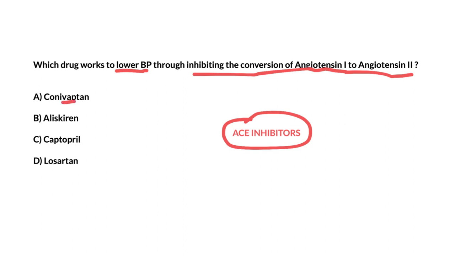Well, our Conivaptan is going to be one of our ADH receptor antagonists, so that's not an ACE inhibitor. Aliskiren is a renin inhibitor, and Losartan is going to be our angiotensin II receptor blocker. So we're left with Captopril, which is our ACE inhibitor.